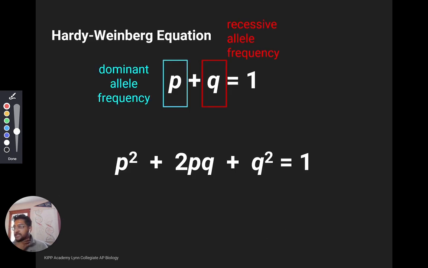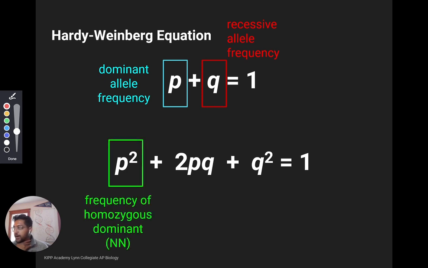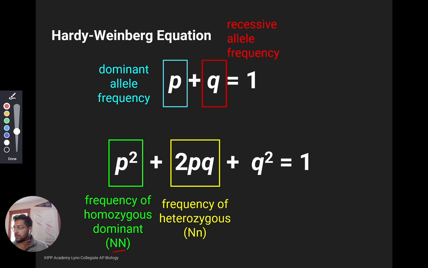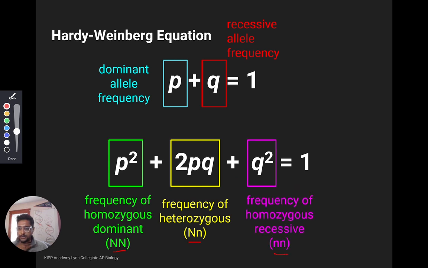We already know P plus Q equals 1, the dominant allele frequency and the recessive allele frequency. We have an additional layer now of P squared. This is what we're going to use to refer to the frequency of the homozygous dominant, which is what we saw before when we looked at NN, capital N, capital N. 2PQ will equal the frequency of heterozygous, capital N, lowercase n. And then Q squared will equal the frequency of homozygous recessive, or lowercase n, lowercase n. And all of these will be equal to 1.